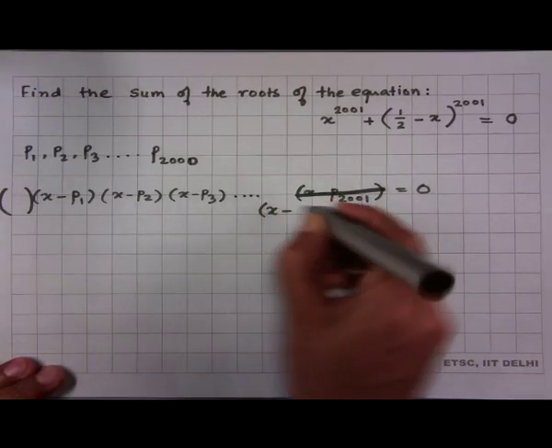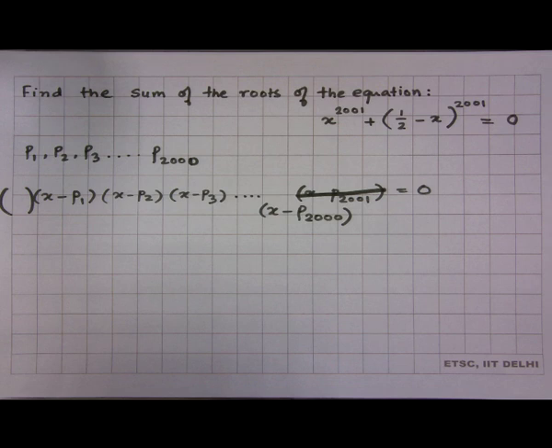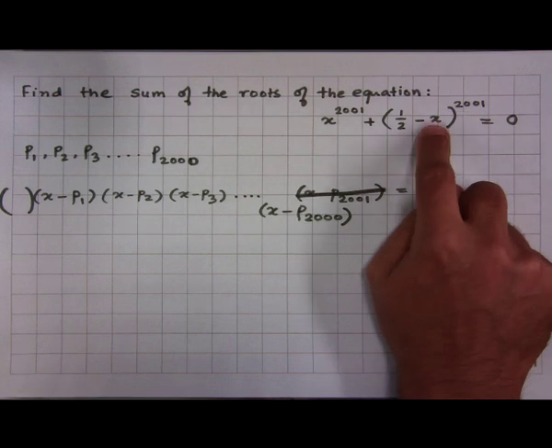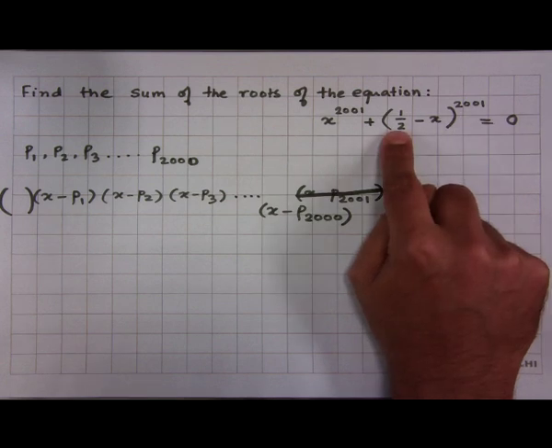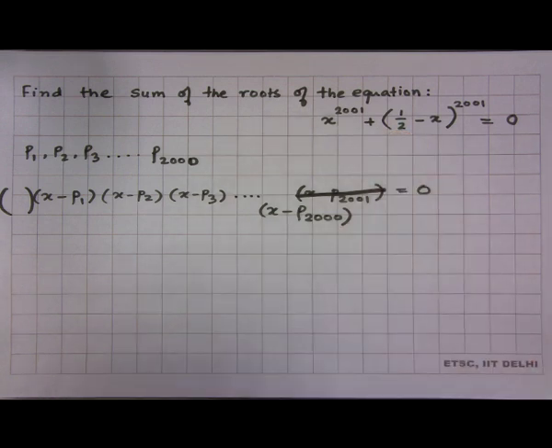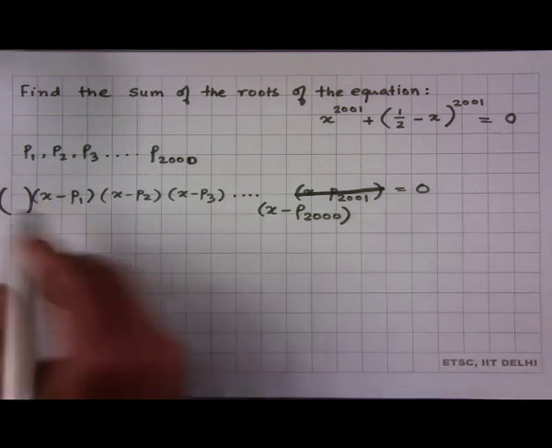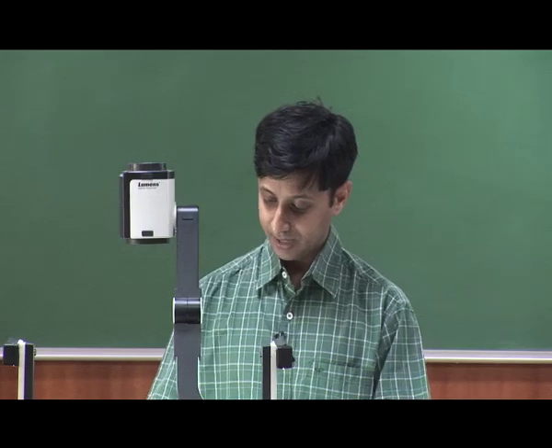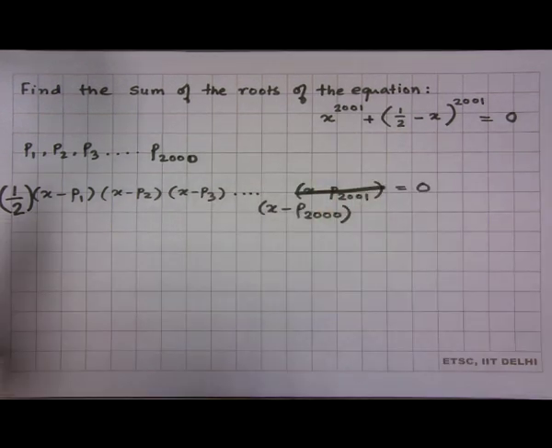The last term you will see is (x - P2000). For the 2000th term, what will you get? You will get x to the power 2000 from minus x whole to the power 2000, which is a plus, and you will get a half. So, when it comes to x to the power 2000, the coefficient is going to be half. If you expand this expression, the coefficient should match, which means you should have a half over here. All right, now this is another way of writing the same story. That is what I am declaring.